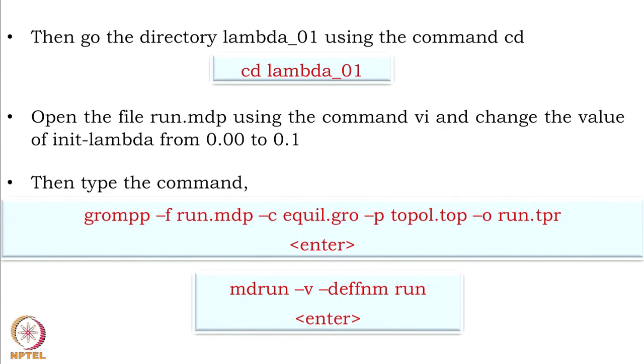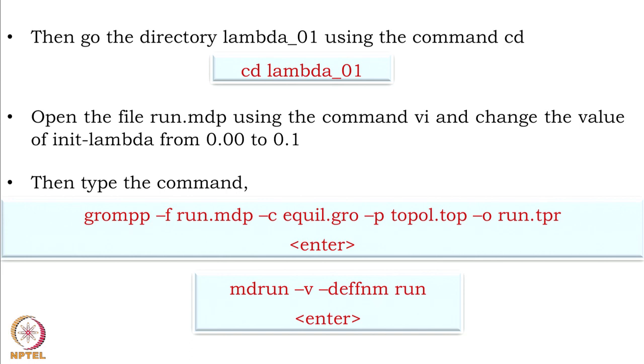So now you will go into the lambda 01 directory. So here also you change your init lambda value in the run.mdp file from 0.00 to 0.1. So you have to change that in each of the directories. Whatever actual lambda I want. Yeah, because the starting lambda point is 0, correct. As you change the directory, your lambda point will also keep on changing. Right. So you have to change the lambda value, and then again you have to generate the TPR file, and then using the TPR file you will run mdrun, and then you will get the xvg file, that is the run.xvg file.